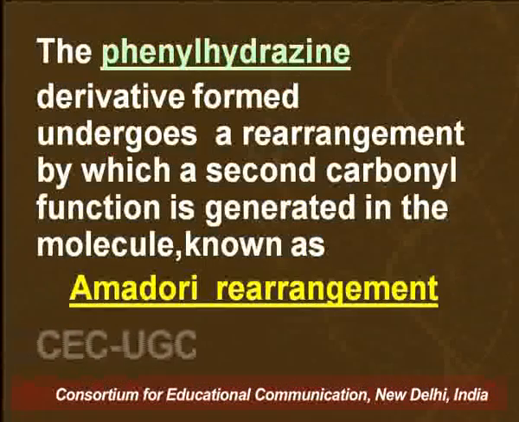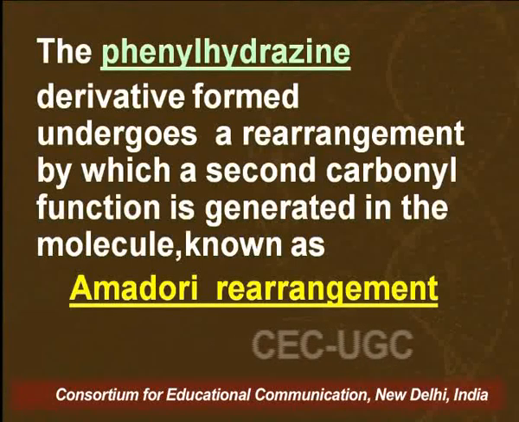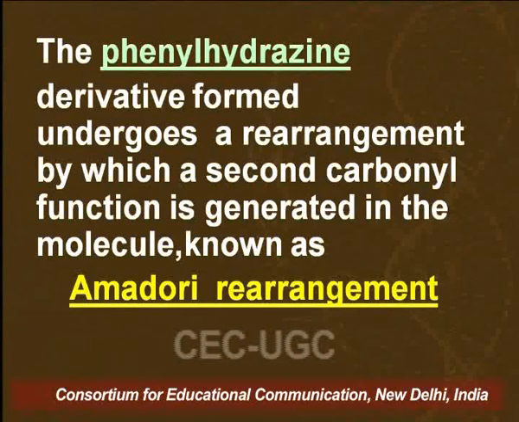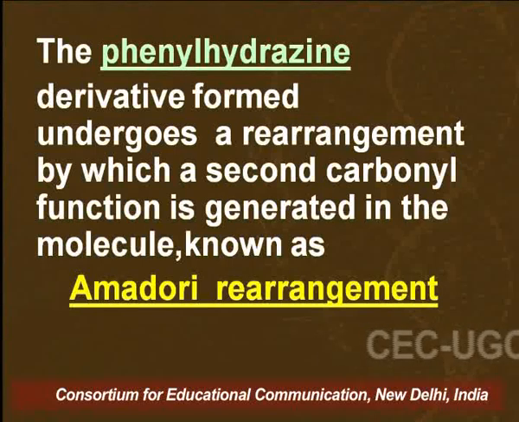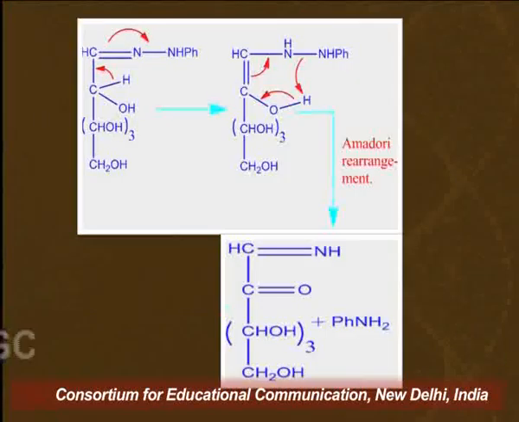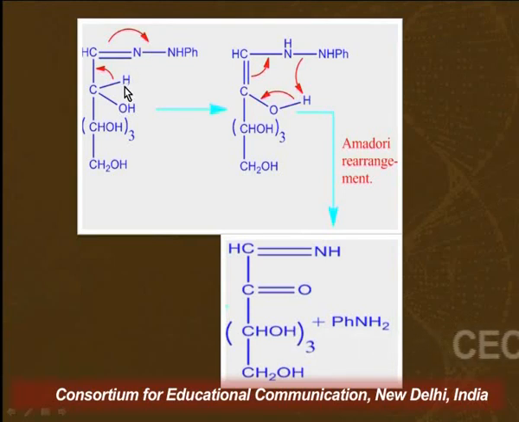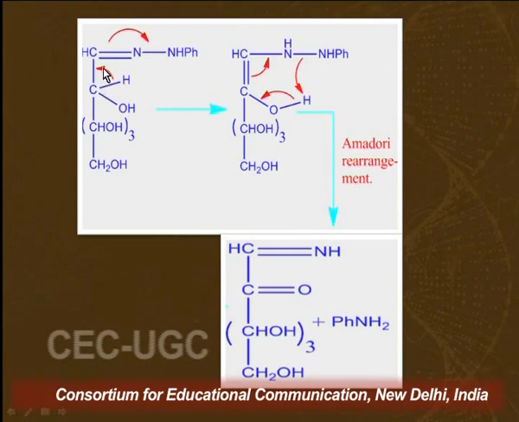Now what happens in the second step? The phenylhydrazone derivative so formed undergoes a rearrangement by which a second carbonyl function or group is generated at the second carbon. And as I have already said, this rearrangement is known as Amadori rearrangement. What happens here is that tautomerism takes place. This group is electron withdrawing, so the bond between carbon and hydrogen migrates from here to form a double bond between this carbon and this carbon.